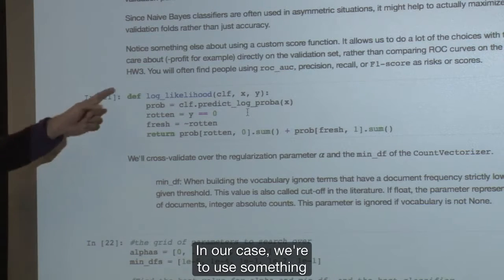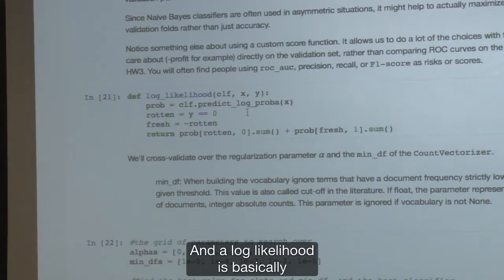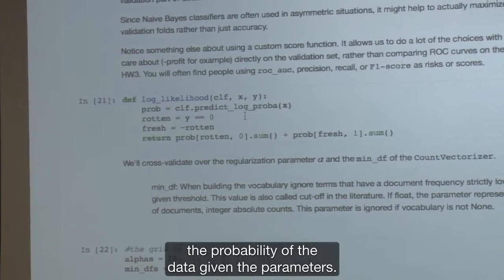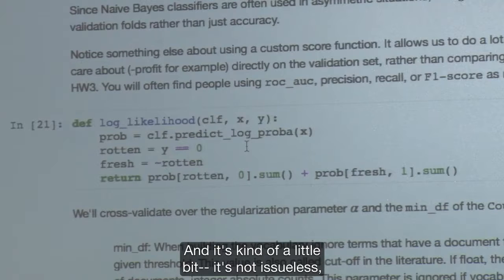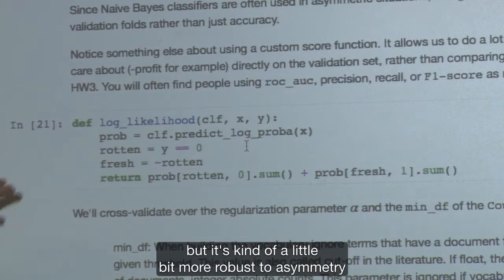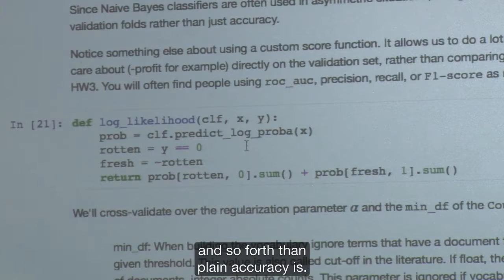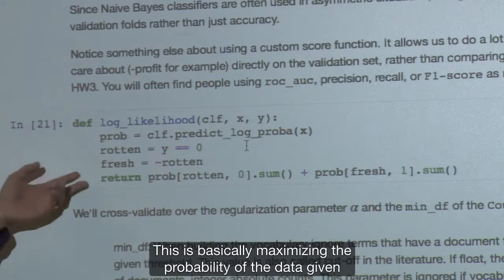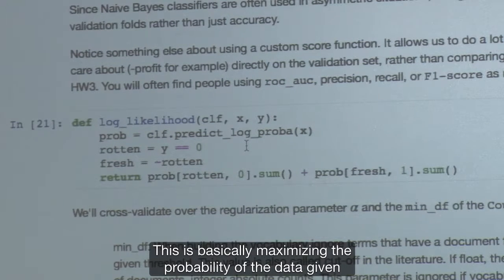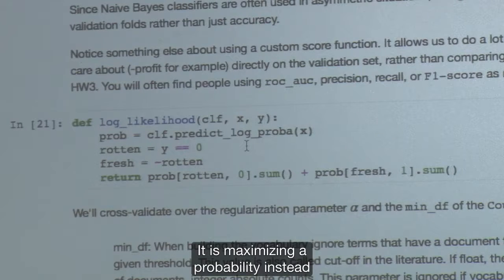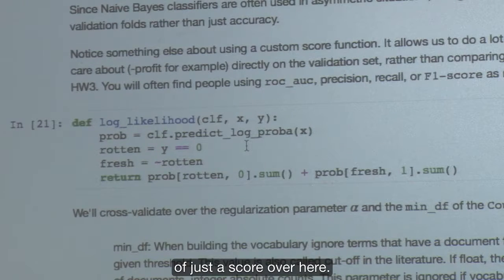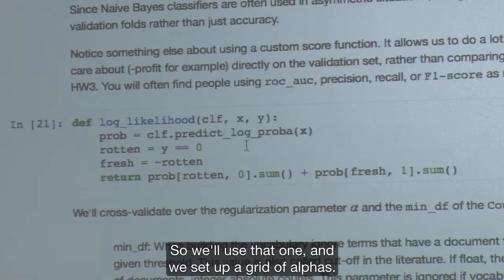In our case, we're going to use something called the log likelihood. The log likelihood is basically the probability of the data given the parameters. It's not issueless, but it's a little bit more robust to asymmetry and so forth than plain accuracy is, because it's maximizing the probability of the data given the parameters. So it's maximizing a probability instead of just a score. So we'll use that one.